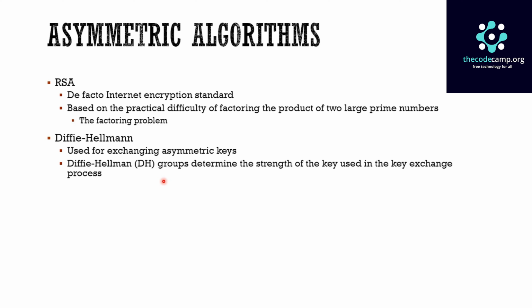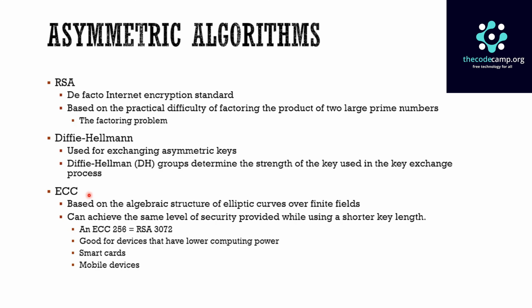And then there's something called ECC, Elliptic Curve Cryptography. It's based on the algebraic structure of elliptic curves over finite fields. You'll see a picture in just a sec. We can achieve the same level of security with ECC while providing a shorter key, so it's computationally a lot easier. In other words, an ECC with a 256-bit key has the same security strength as RSA, or Diffie-Hellman for that matter, of 3072. So it's good for devices that have low computing power, like smart cards and mobile devices.